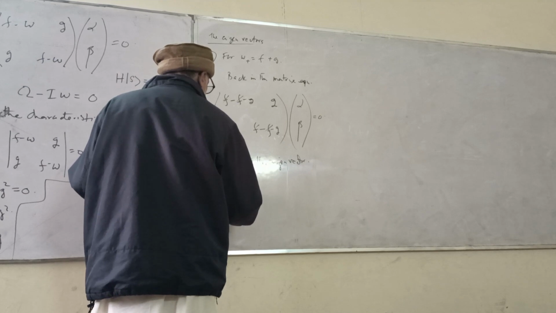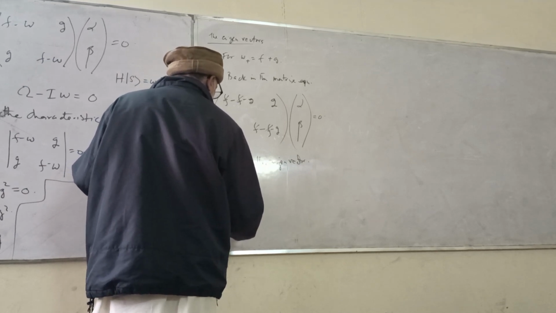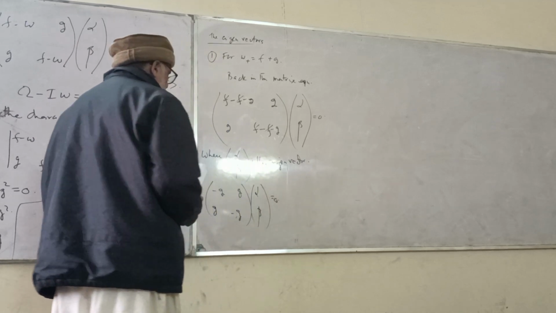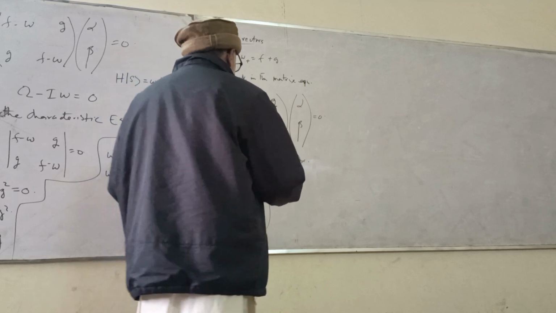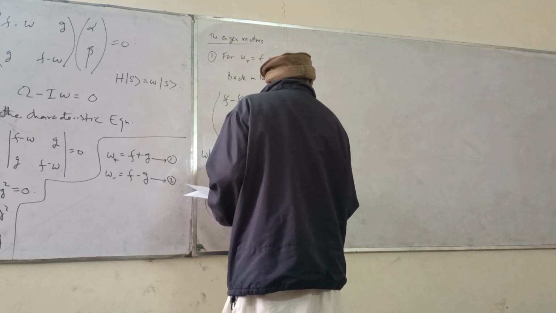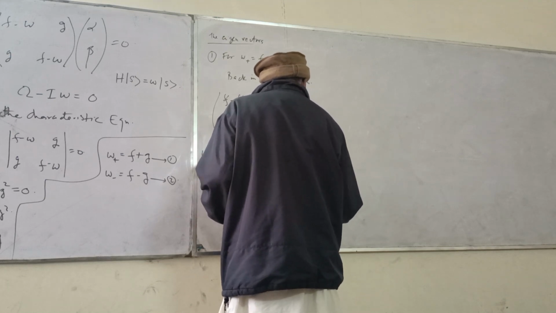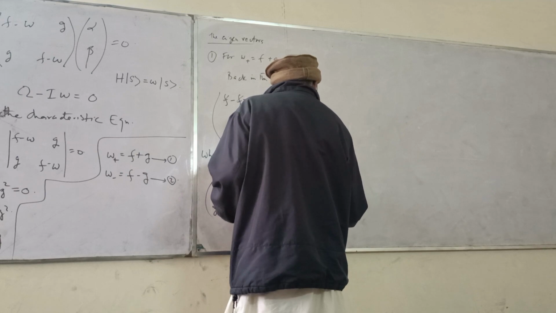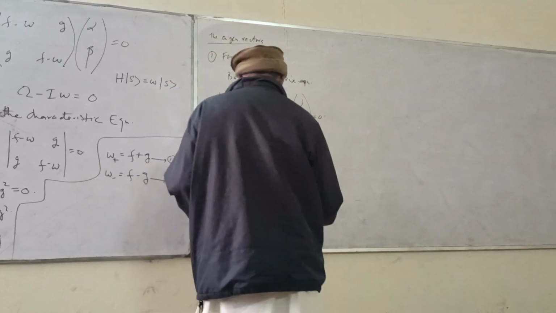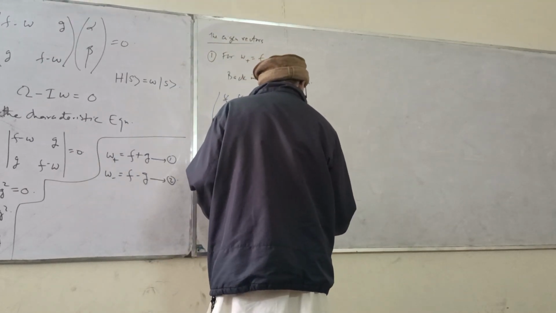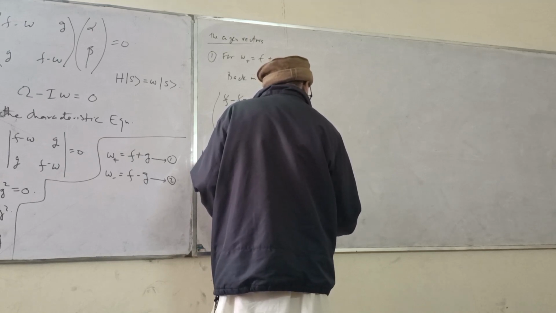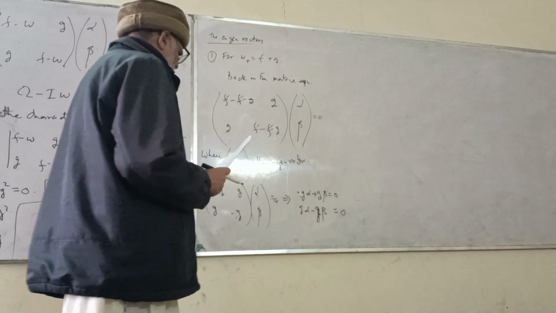Okay. So what we will see here: minus g into g and g into minus g, alpha beta equal to 0. So that implies minus g alpha plus g beta equal to 0, and g alpha minus g beta equal to 0, right?